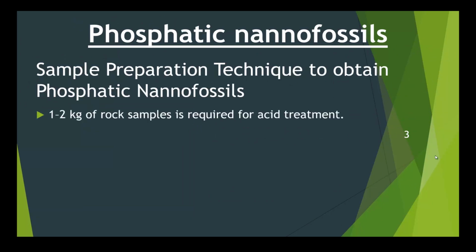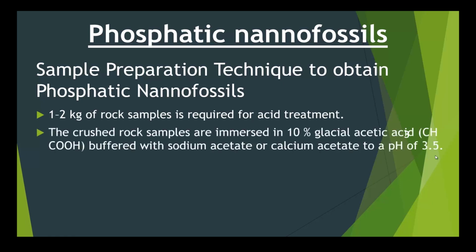1 or 2 kg of rock samples is required for acid treatment. The crushed rock samples are immersed in 10% glacial acetic acid buffered with sodium acetate to a pH of 3.5.